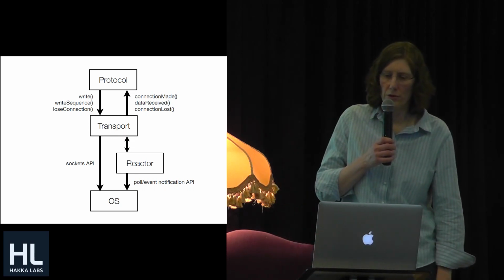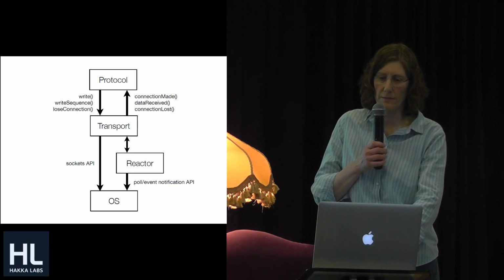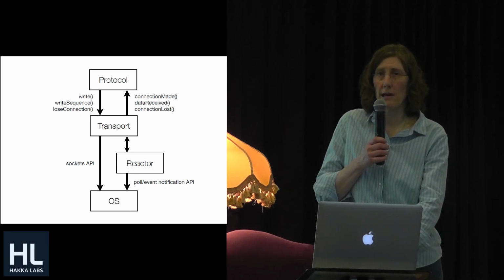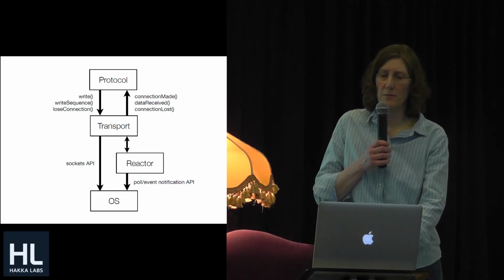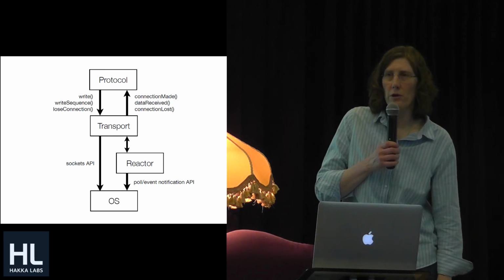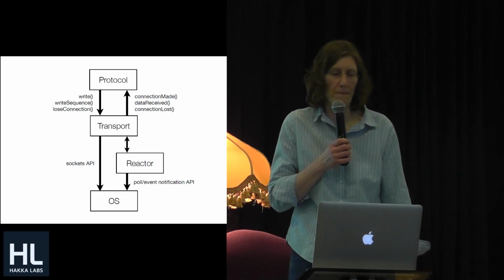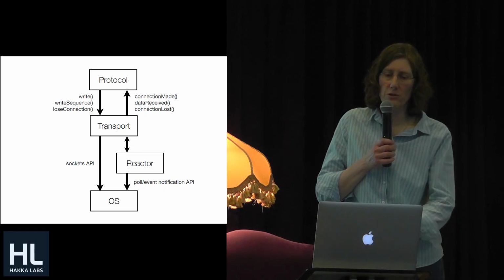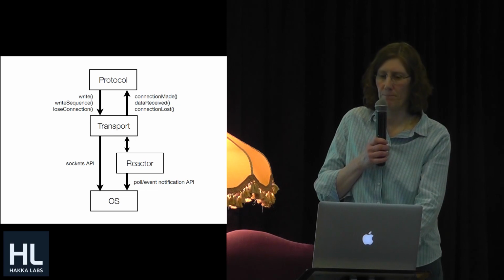This diagram shows the flow of information between the protocol, transport, reactor, and operating system. To send a message or drop a connection, a protocol calls a method on its transport. And a transport lets its protocol know when data has been received or the status of the connection has changed. The transport uses the underlying operating system sockets API for network communication, and it interacts with the reactor, which uses the poll or event notification API for detecting events.